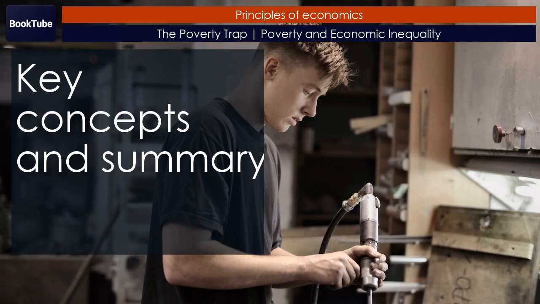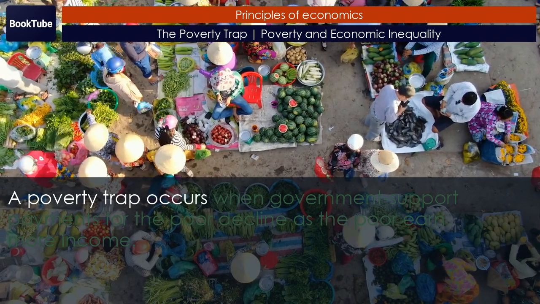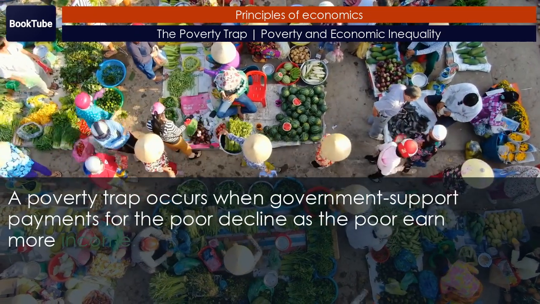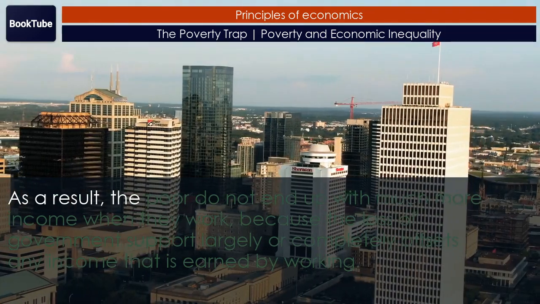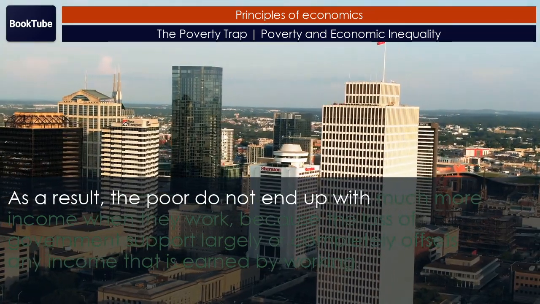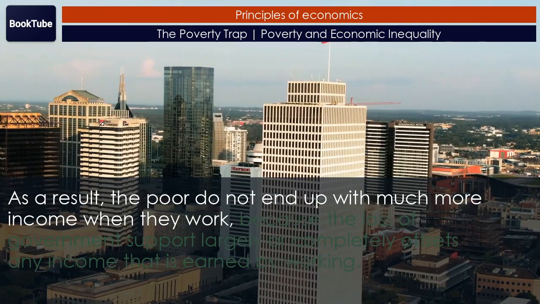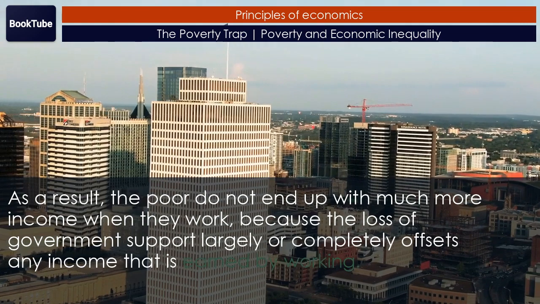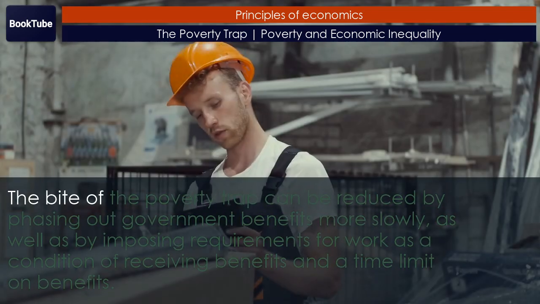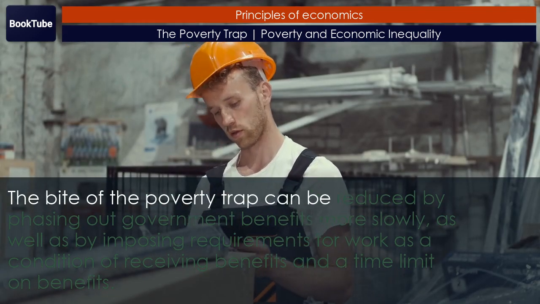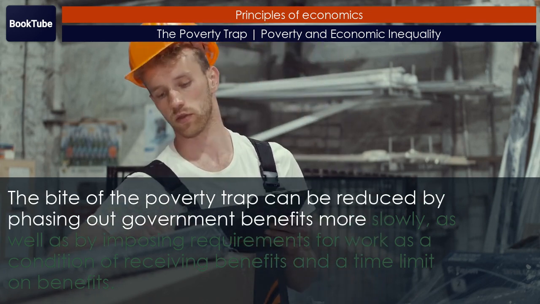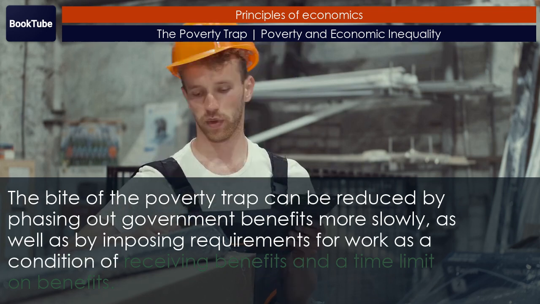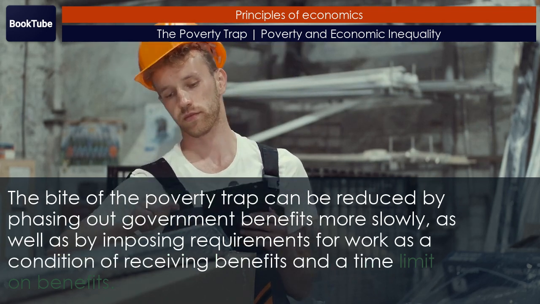Key concepts and summary. A poverty trap occurs when government support payments for the poor decline as the poor earn more income. As a result, the poor do not end up with much more income when they work, because the loss of government support largely or completely offsets any income that is earned by working. The bite of the poverty trap can be reduced by phasing out government benefits more slowly, as well as by imposing requirements for work as a condition of receiving benefits and a time limit on benefits.